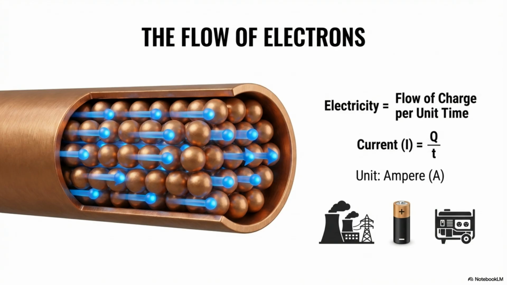Electricity is fundamentally the flow of electrons, or the flow of charge per unit time. This is defined as current I, measured in amperes A. Sources like power plants, batteries, and generators facilitate this flow.